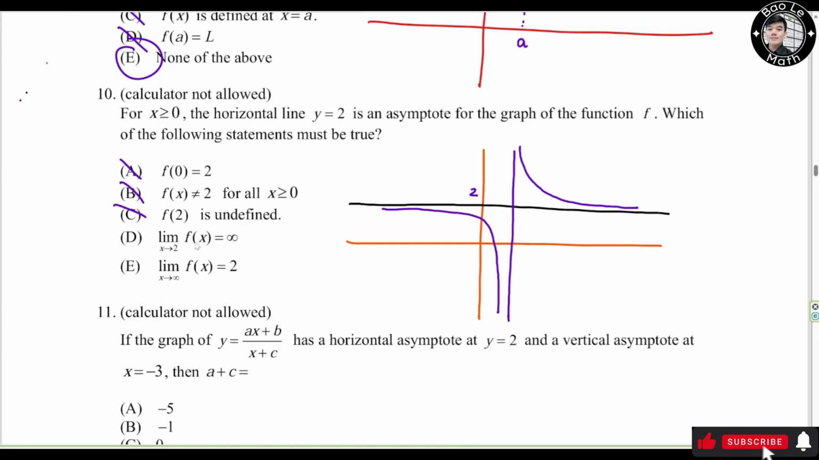Question D. Limit of the function f(s) when s approaches 2 is equal to infinity. No. Limit of f(s) when s approaches infinity. Yes, infinity right here. Equals to, right? This is horizontal asymptote, right? The answer must be E.